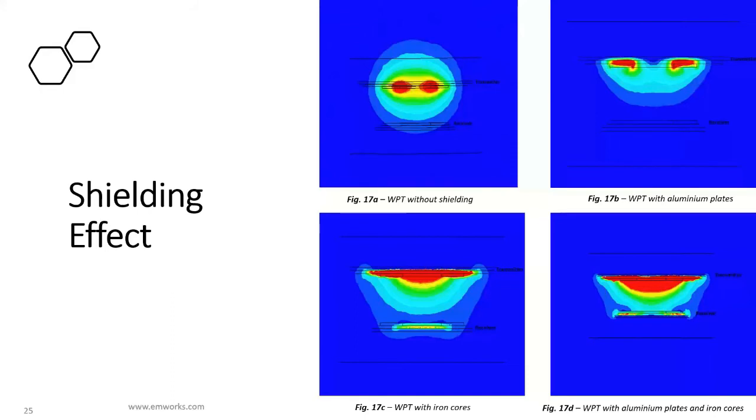When the aluminium plates are added, a large part of the field is now oriented to the receiver coil. Since the air gap is a bit high, the field couldn't reach the secondary coil. The field became stronger by adding the iron cores. Having both aluminium plates and iron cores makes the field stronger and well conducted to the receiver coil. A smaller amount of the magnetic field is leaked to the air now. This helps to reduce the power loss, protect the human body and electronic devices from electromagnetic interference, and increase the coupling between both sides of the wireless charger.